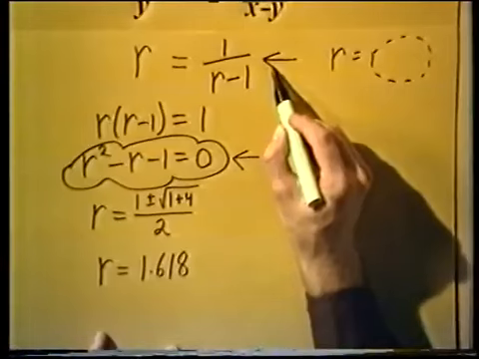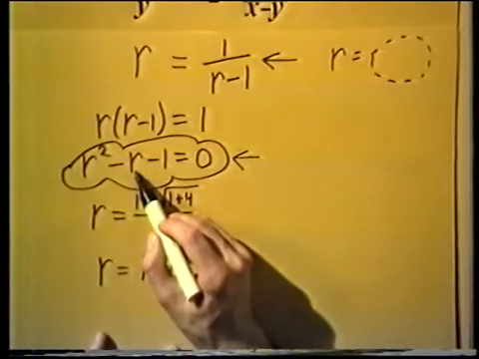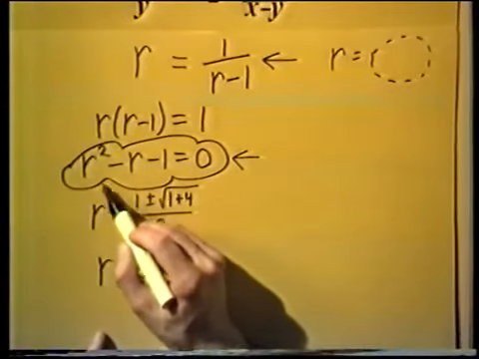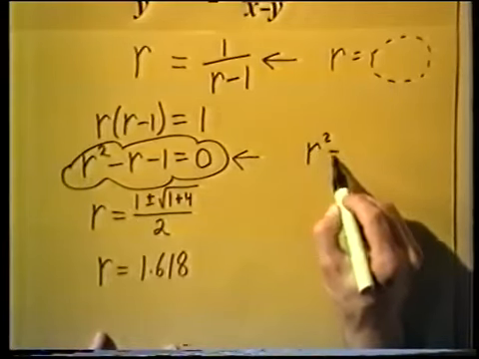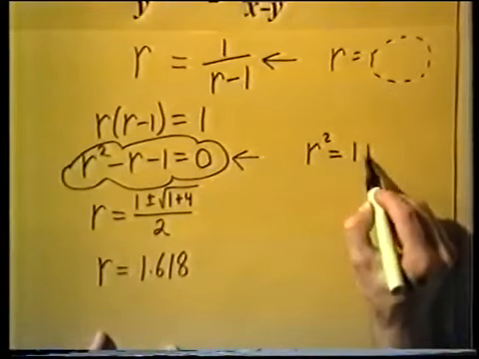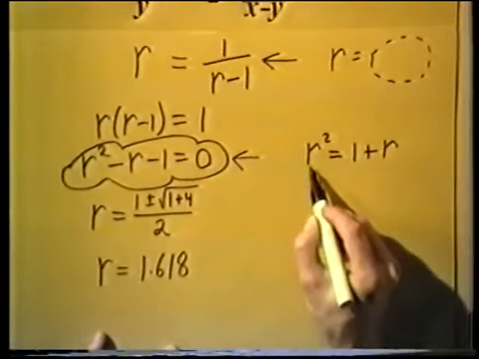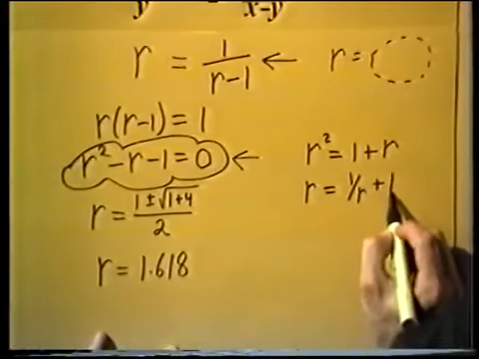There are many you can obtain. You could do it by isolating this r. But there's a theory behind this, and I know that the one that's most useful for us involves isolating this r squared. So I'm going to do that here. r squared is equal to, bring the 1 over, then the r. Now I want to divide through by r to obtain r equals 1 over r plus 1.